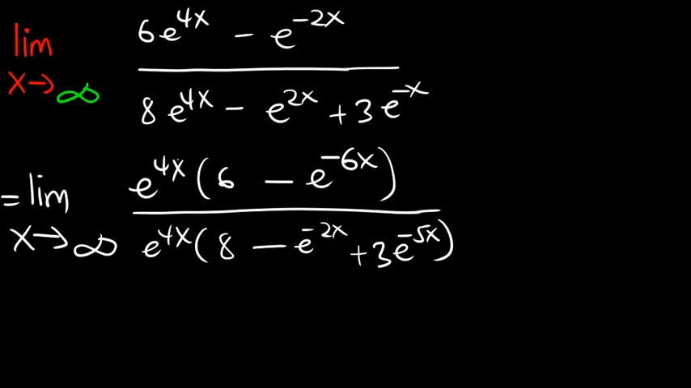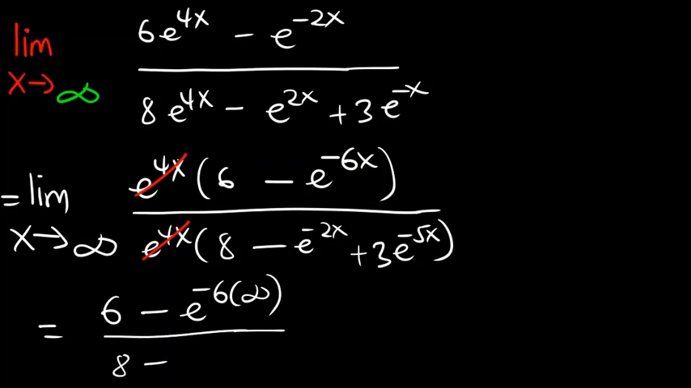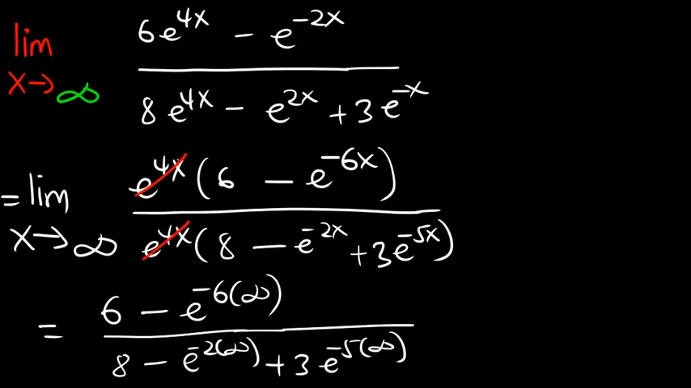So at this point we can do the cancellation which we have been waiting for. So let's look at that. This will cancel out. So now let's try the direct substitution again. We're going to have 6 minus e to the power minus 6 multiplying infinity divided by 8 minus e to the power minus 2 multiplying infinity plus 3 multiplying e to the power minus 5 times what? Infinity.